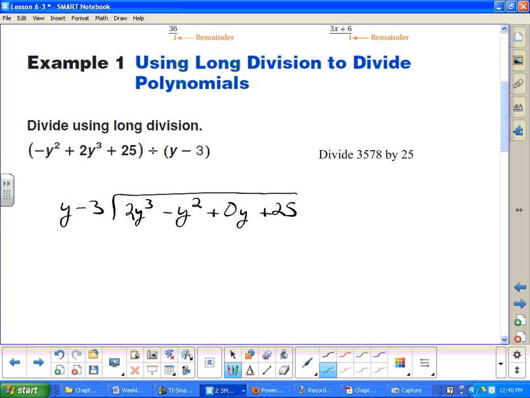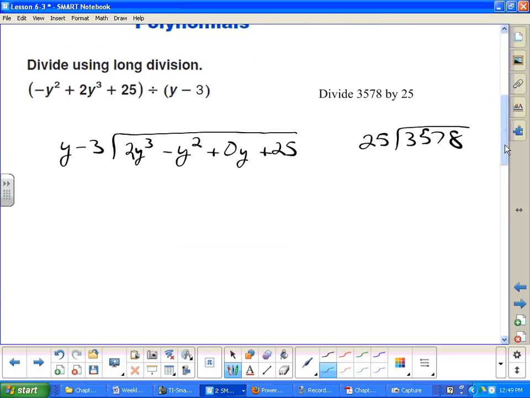While we're doing that, I'm also going to do 25 into 3,578, so we can look at all the steps at the same exact time. If you're missing any of the terms here, then you need to put the 0 in for it. If you don't, you will make a mistake and it will not be correct. And that's even more important when we do synthetic.